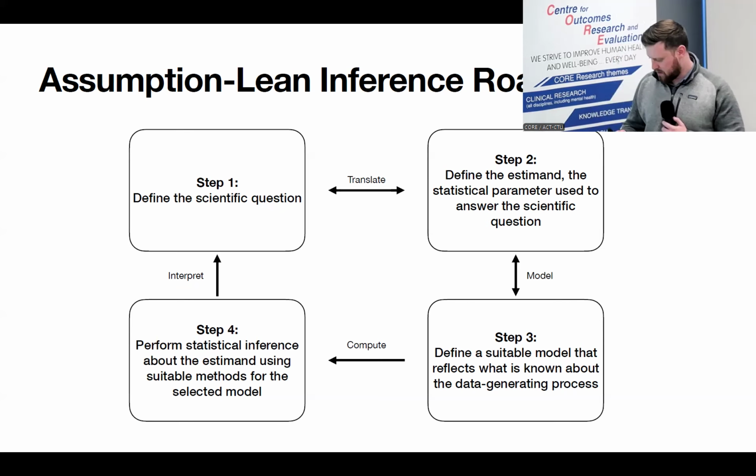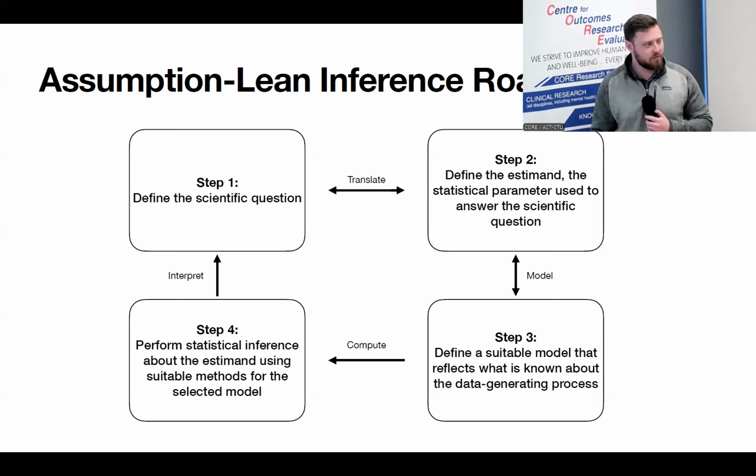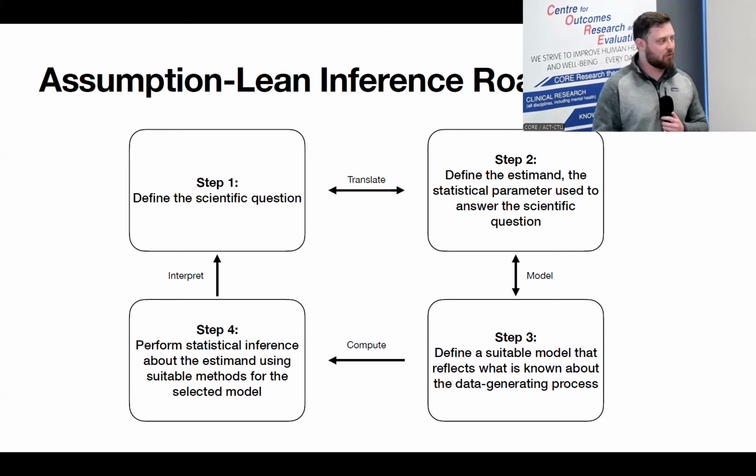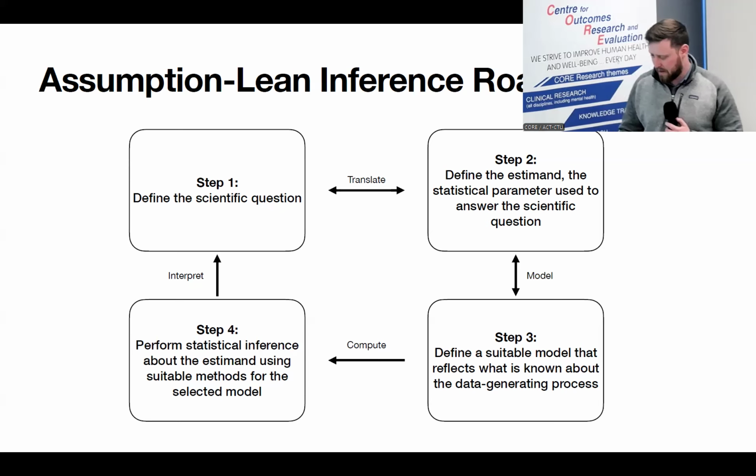And you'll notice that these arrows are bidirectional because it's not an even flow from step 1 to step 3. There's going to be a lot of conversations going on between collaborators to figure out exactly what the estimand is based off of the scientific question and how the data is generated. But once steps 1, 2, and 3 are all set, you move on to step 4, which is simply performing statistical inference within that model of your specified estimand. And then from there, you get to interpret the results to hopefully answer your scientific question.